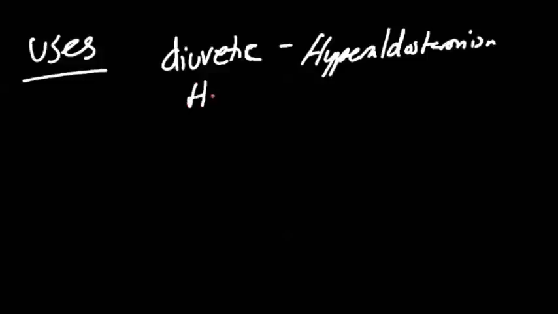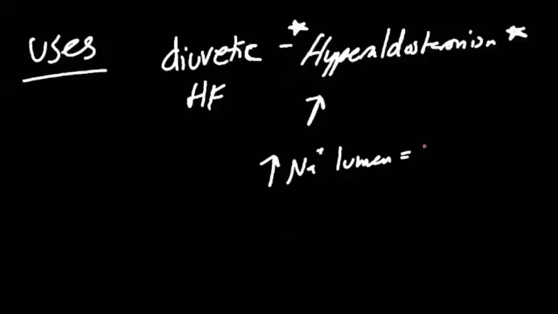Also, you may see it as a diuretic for heart failure. Primarily, this is what I would be concerned about. If the patient is hyperaldosterone and they have hypertension, then they'll increase their blood pressure. You'll want to give this as a diuretic to block the effect of that hyperaldosteronism. Thus, you'll lose your sodium, and water will follow. My apologies. If you increase sodium in the lumen, then water will follow. Water follows due to its osmotic gradient, and then you'll lose it in the urine.